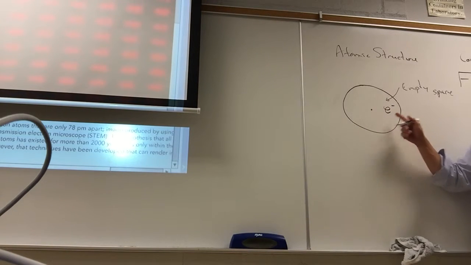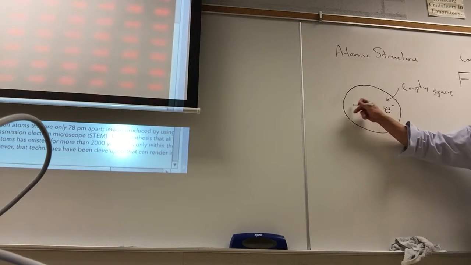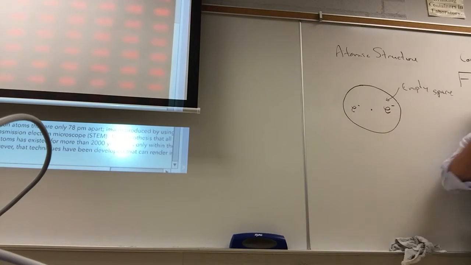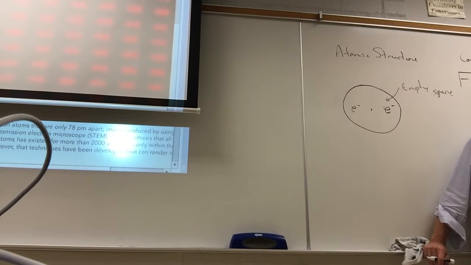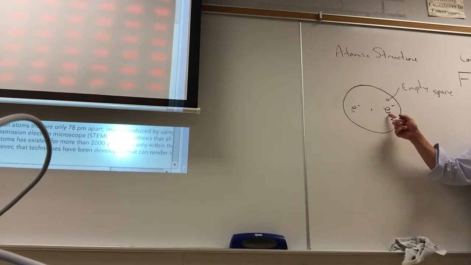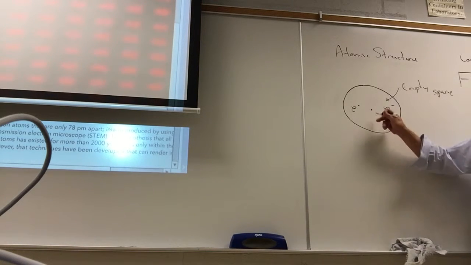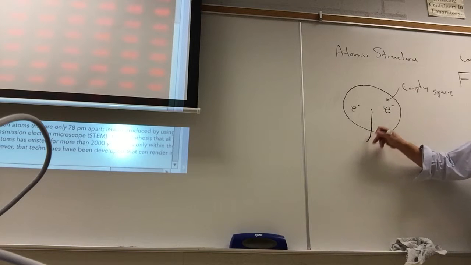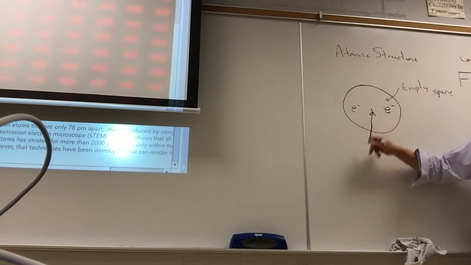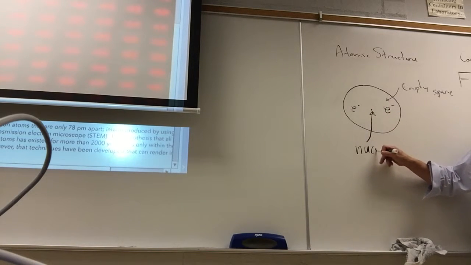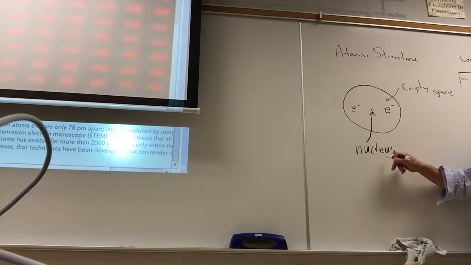What holds the electrons to this empty space? Because if I have more than one electron, they want to repel each other, and they'll scatter in every direction, right? And so what holds the electrons in this empty space? The nucleus, because inside the nucleus we have protons.